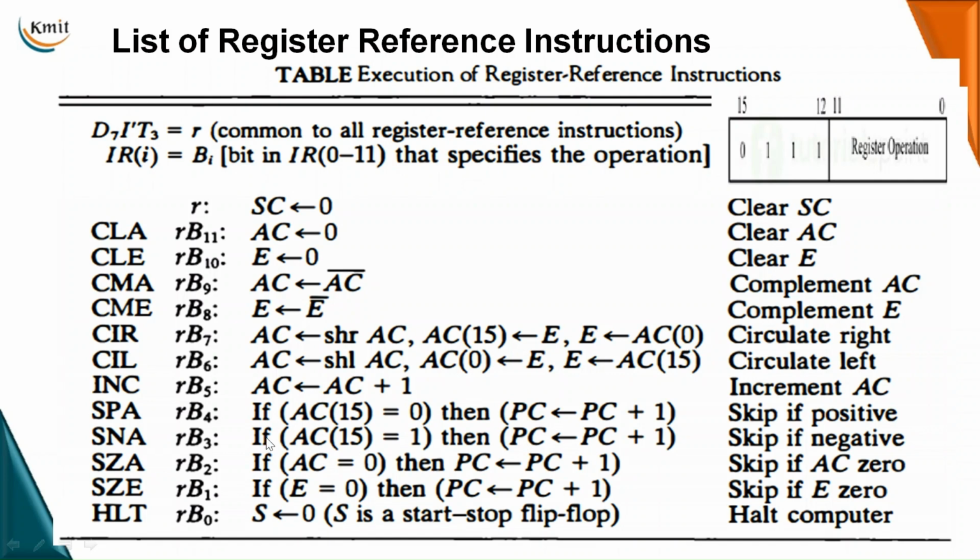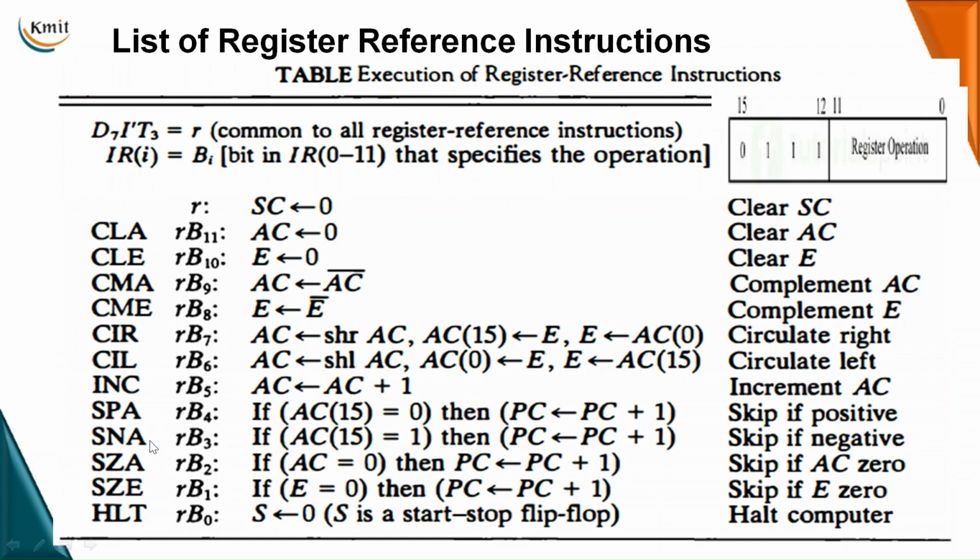For that we are checking if the accumulator's 15th bit is 1. It means that the contents of the accumulator contain a negative value. Then we skip the next instruction in the program order by making PC equal to PC plus 1. The next instruction is skip if accumulator is 0, which means we check the contents of the accumulator. If the accumulator contents are all zeros, then we skip the next instruction. So if AC is equal to 0, then PC implies PC plus 1.